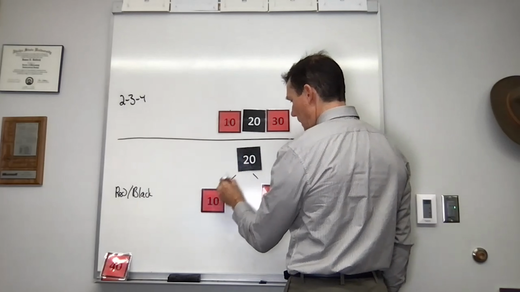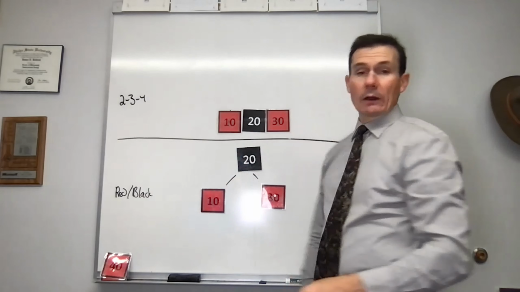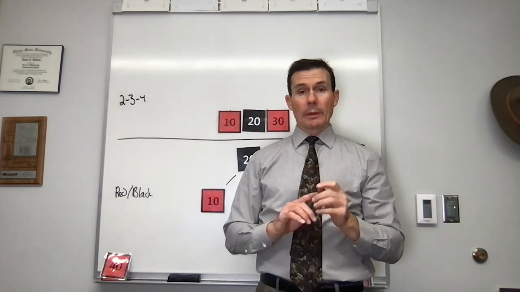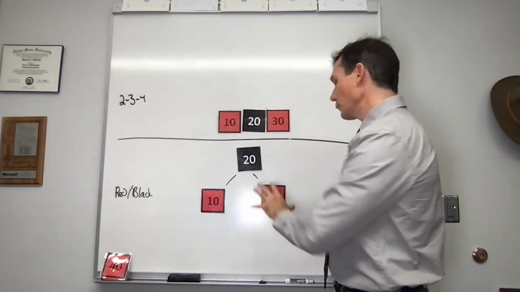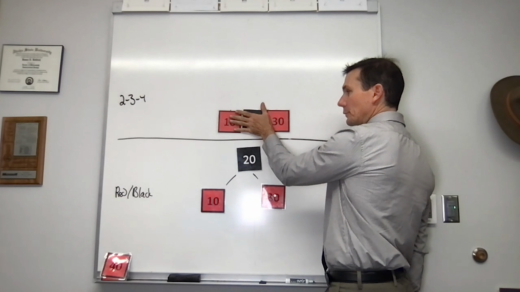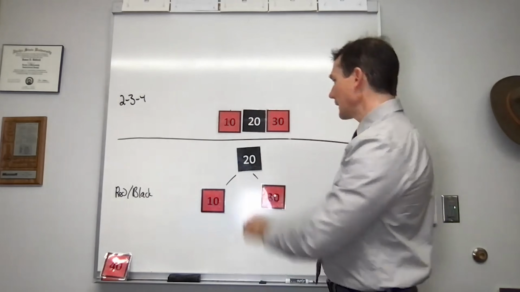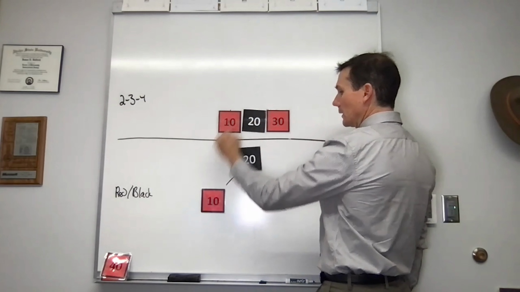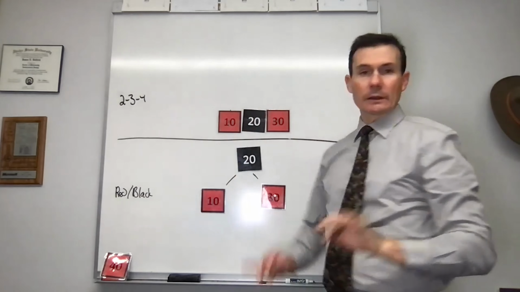So now observe that rotations for a red-black tree happen within a single 2, 3, 4 node. Now this is the same here. 20 is in the middle, 10 is on the left, 30 is on the right. They're both the same.